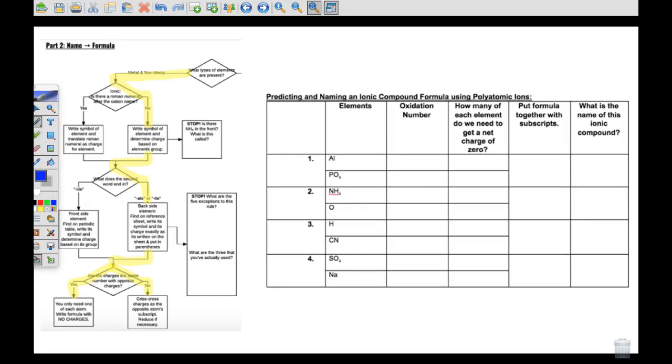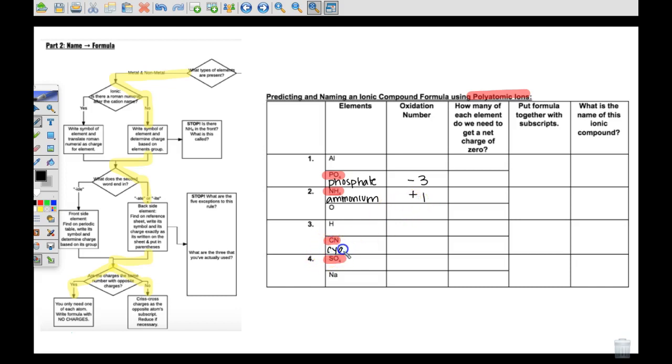Now we're going to take the same idea and we're going to apply it to polyatomic ions. So polyatomic ions are groups of elements put together and they have an overall charge. And for these, you would use a reference sheet which you will receive in class. PO4 is known as phosphate, and phosphate has an overall charge or oxidation number of -3. NH4 is known as ammonium, and it's the only positive polyatomic ion, so it's known as +1.